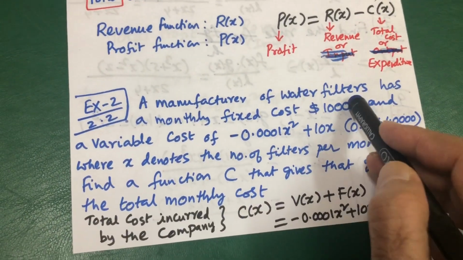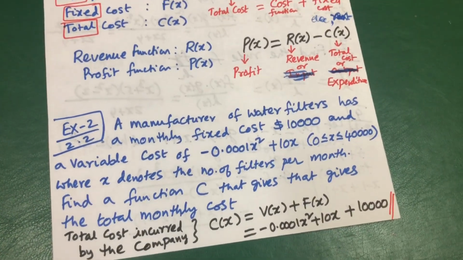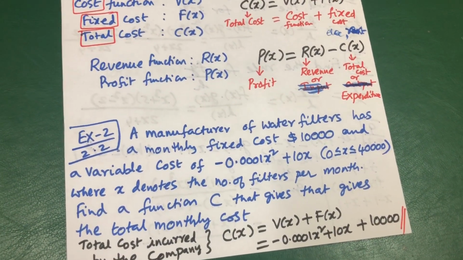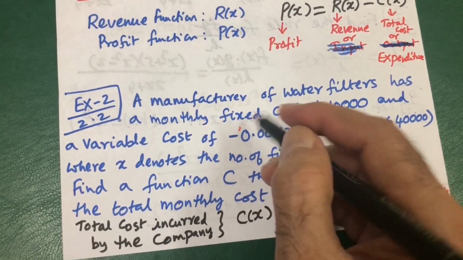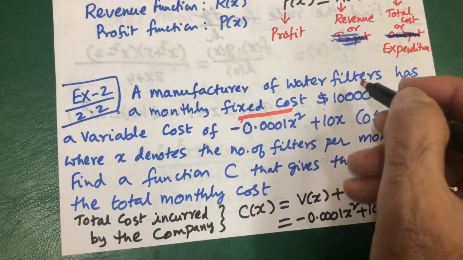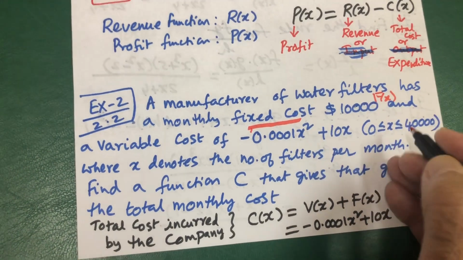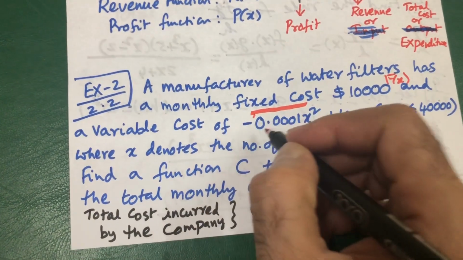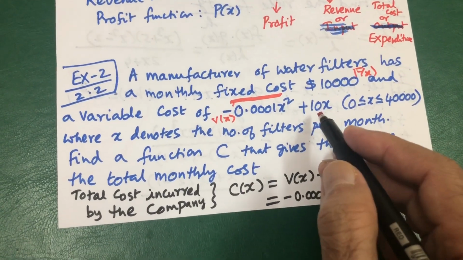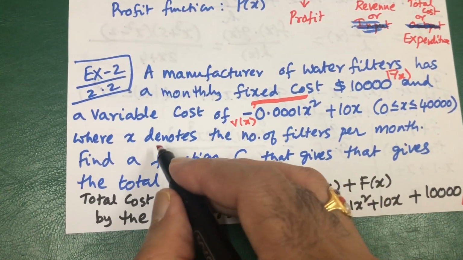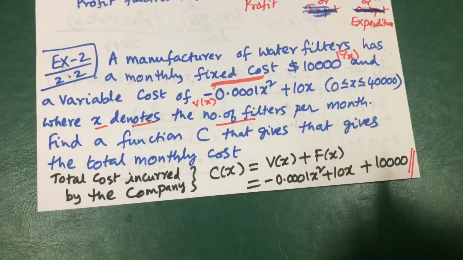A manufacturer of water filters has a monthly fixed cost of $10,000. Fixed cost means this is your FX. And the variable cost, that is VX. Variable cost is given by a formula, where X denotes the number of filters. Here you have to understand X denotes the number of filters per month.